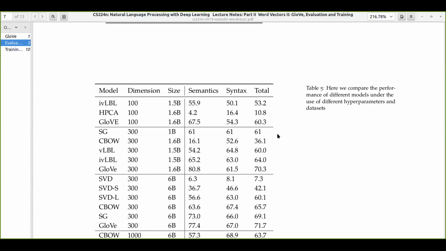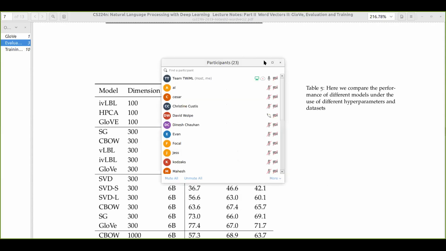Is Evan saying something? I think someone is not muted. Well, yeah, that's very interesting. Thanks. Okay, I think he's muted now.